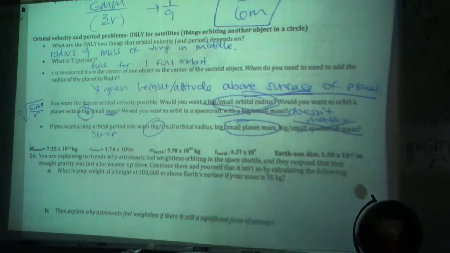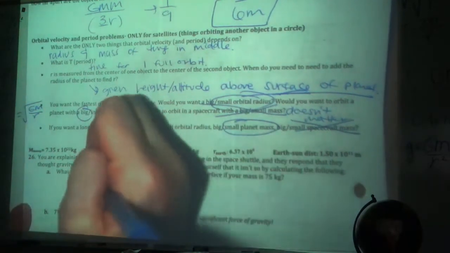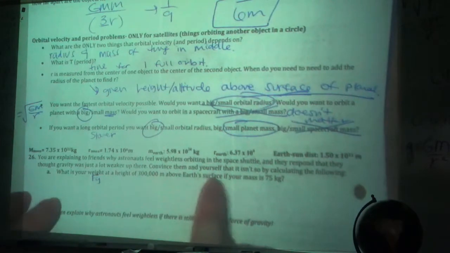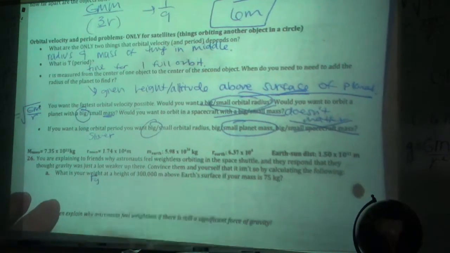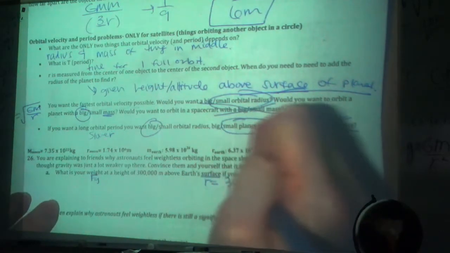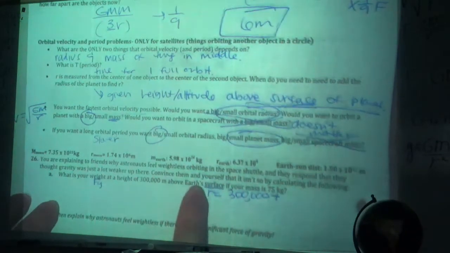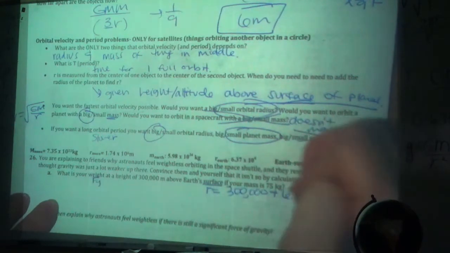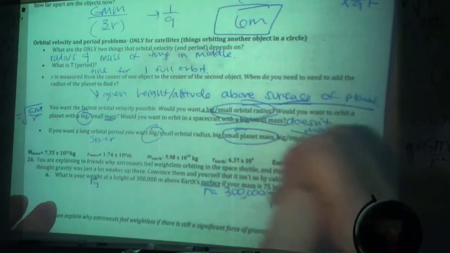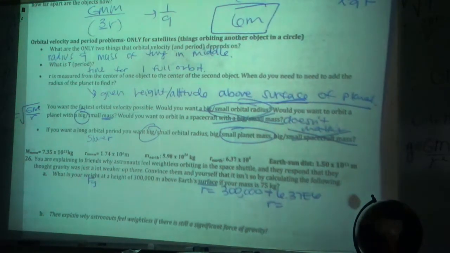We want to find weight, which is asking for force of gravity at this height above Earth's surface. That is not your R. That is the distance above the surface. So I'm going to have to add the 300,000 to the radius of the planet. In this case, it's Earth. So add it to the 6.37 E6. That's going to give me my radius. I think it's 6,670,000.